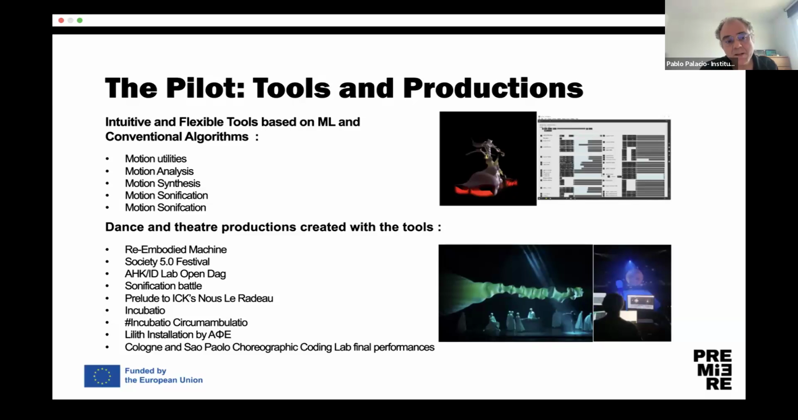Then there is the prelude to ICK's Nullarado, another of the partners. That's a big production at the Philharmonie de Paris, and the prelude to this performance uses the AI Toolbox. Incubatio is a production by Instituto Stocos focused on an ancient ritual called incubatio. And then Hashtag Incubatio is an extension of this performance by the National Ballet of Spain, Compañía Nacional de Danza.